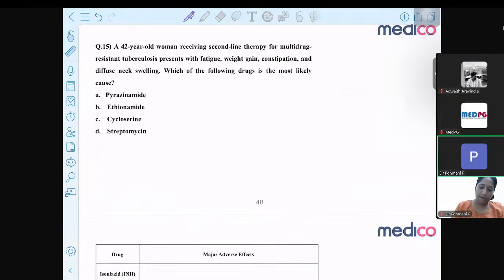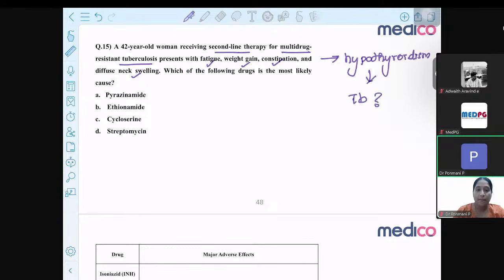A 42-year-old woman is getting a second-line drug for multi-drug resistant tuberculosis, and she presents with fatigue, weight gain, constipation, and diffuse neck swelling. So with these symptoms, what do you suspect? There is weight gain, constipation, and neck swelling. So this indicates that the patient is having signs of hypothyroidism. They are asking which TB drug causes hypothyroidism among the options given here.